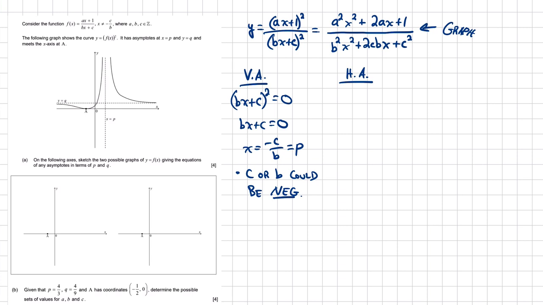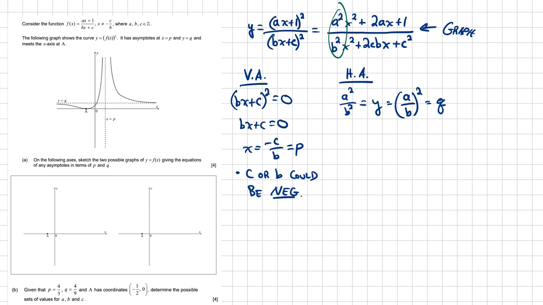Now taking a look at the horizontal asymptote. That's why I went ahead and expanded this, right? Because it's going to be the ratio of these leading coefficients, which would be a squared over b squared. And that's going to be set equal to y, which we can think of as (a over b) quantity squared. And we can see from our graph that (a over b) quantity squared is set equal to q.